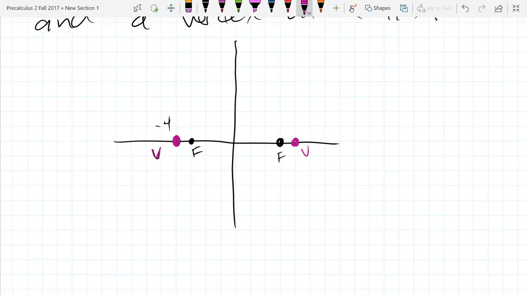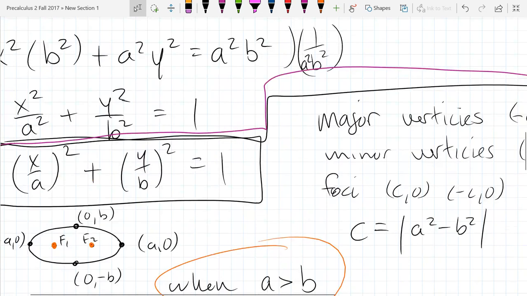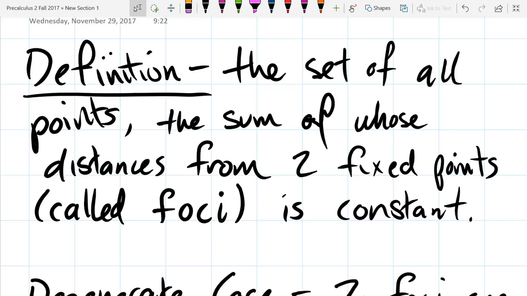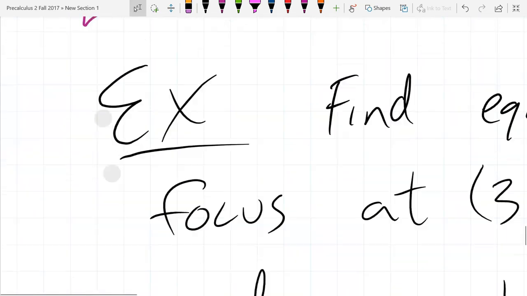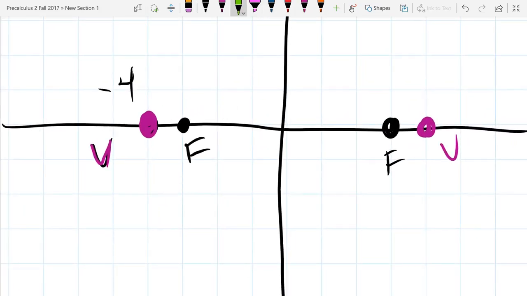I can actually, if I'm very careful, figure out the sum of the distances from the two points. So if you remember the definition of an ellipse, I'm going to scroll to that real fast. Set of all points, the sum of whose distances from the two foci is constant. So I know about two points. Let's figure out the sum of their distances to the foci. So let's look at the left vertex. So one of the distances is 1. And what is the other distance to the other focus? 7. It should be 7. So the sum of the distances is 8.